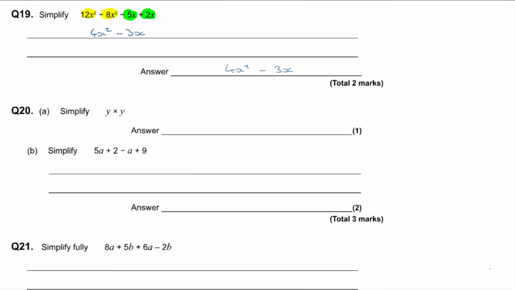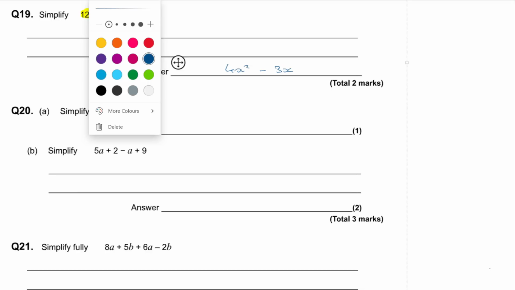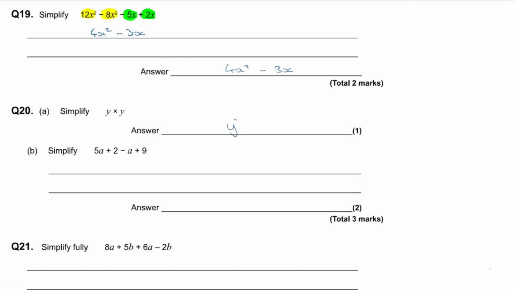Question 28, simplify y times y. Well, when you times something by itself, you square it, don't you? So that's going to give me y squared. And simplify 5a plus 2 minus a plus 9. So we've got terms in a, and we've got numbers. We call these constants, actually. So I've got 5a and minus a, which are going to combine. 5a take away a, that's 4a. And I've got 2 plus 9, that's 11. So 4a plus 11.